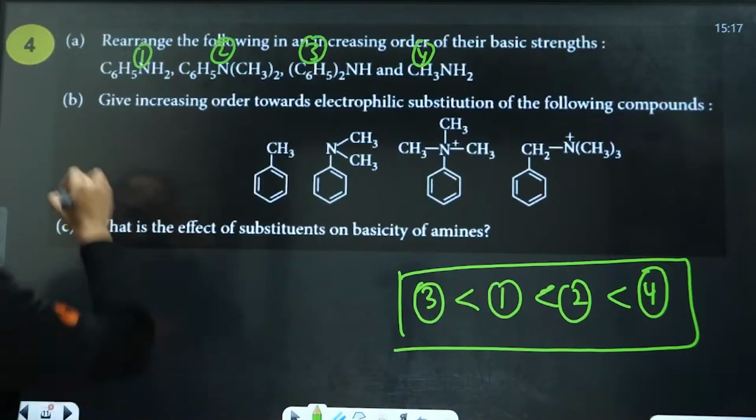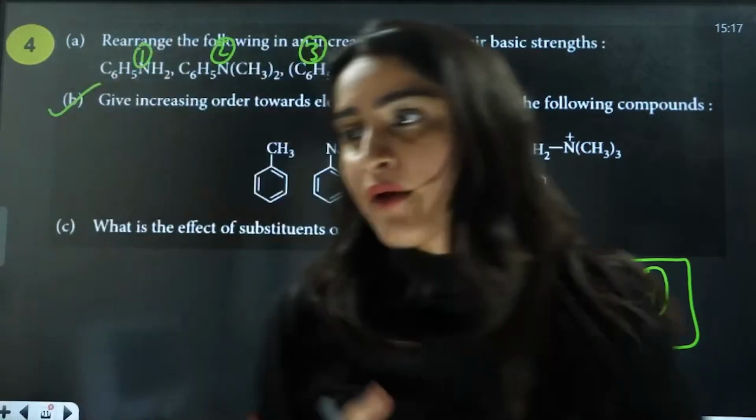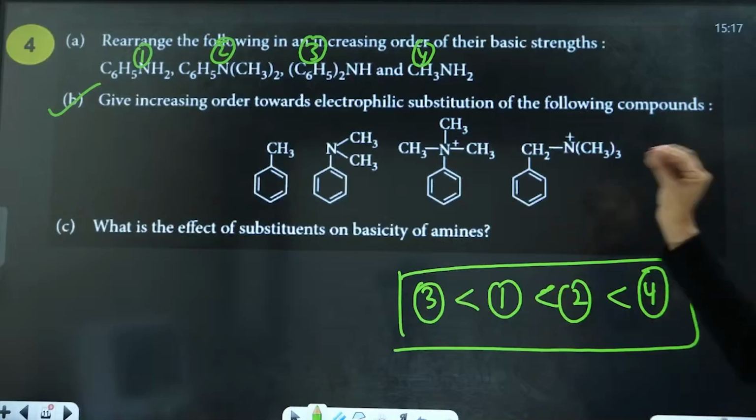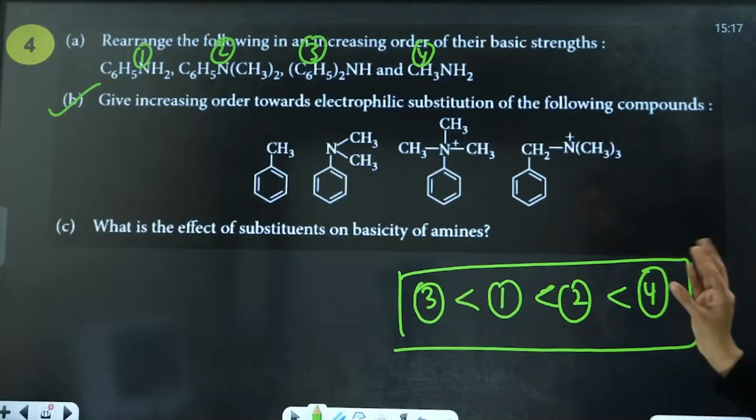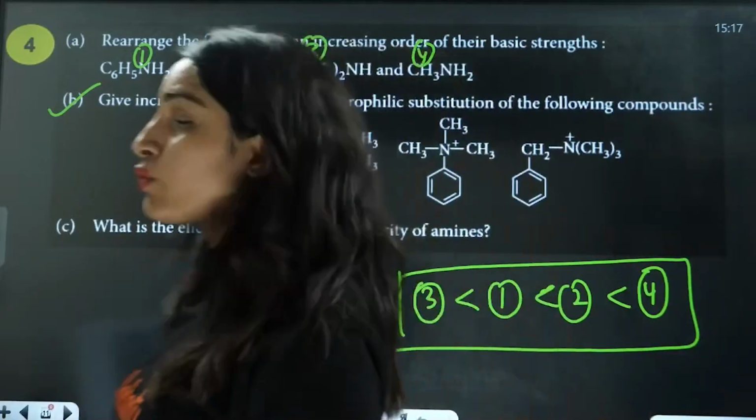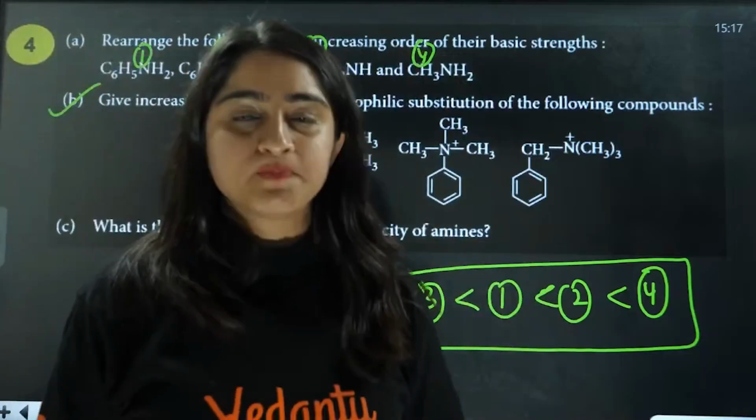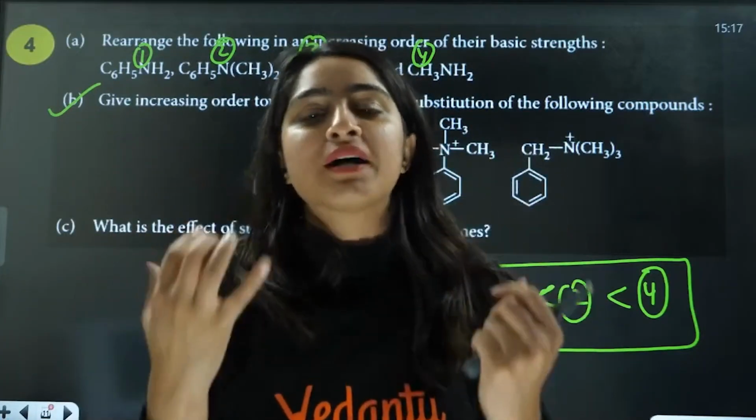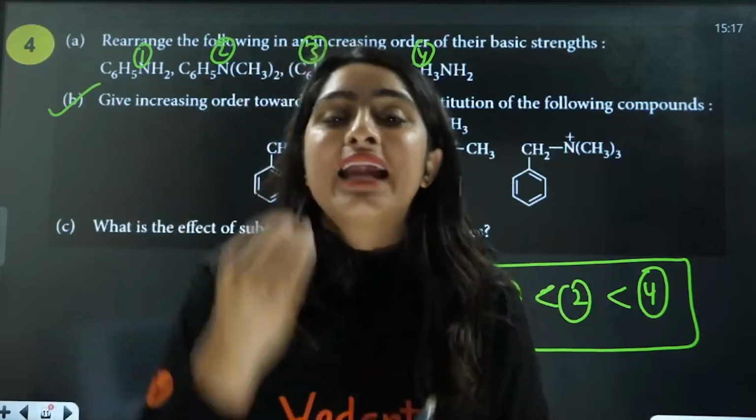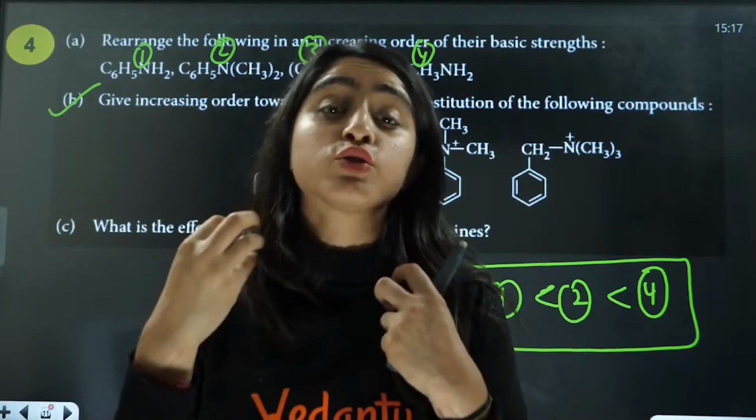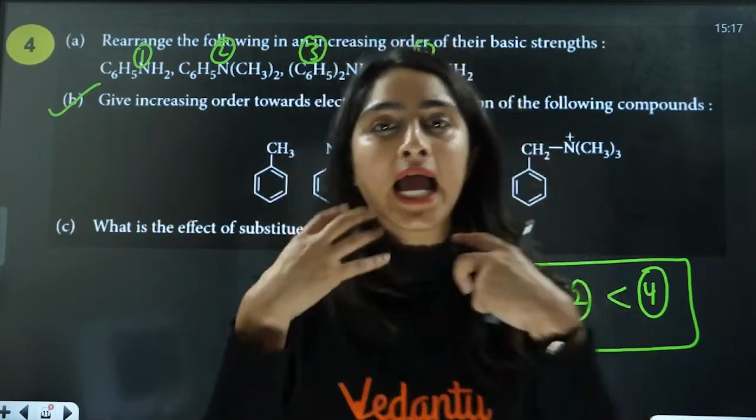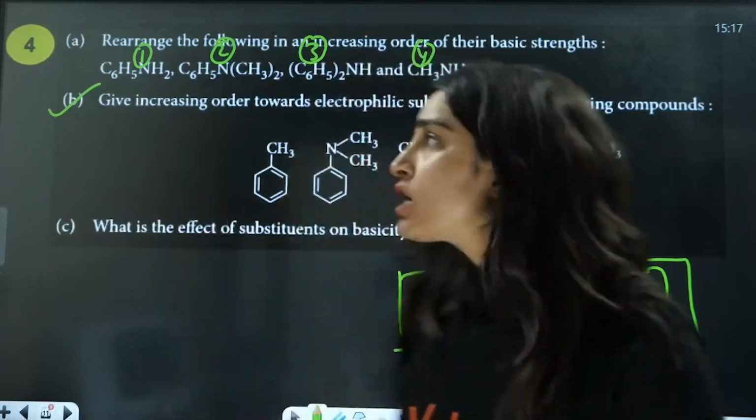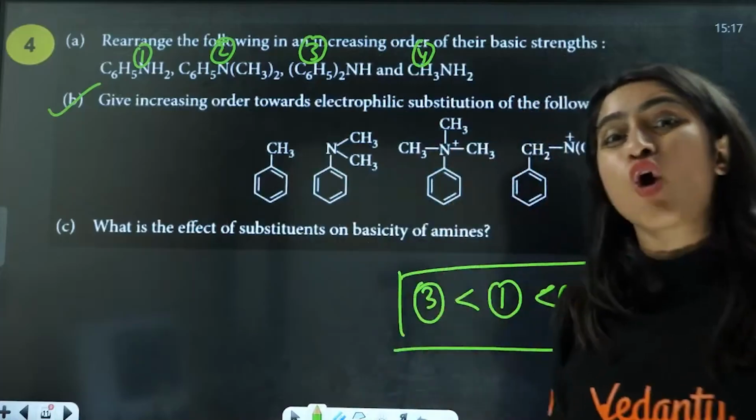Now the next question here is, give increasing order towards electrophilic substitution of the following. You have to give increasing order towards electrophilic substitution. If the electrophile has to come here, this should not be electron deficient, this should be electron rich. If I am electron rich, then the electrophile will be attracted towards me. So this should be electron rich.